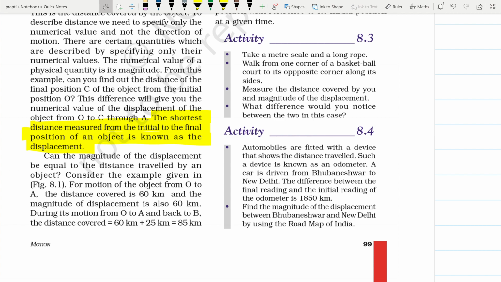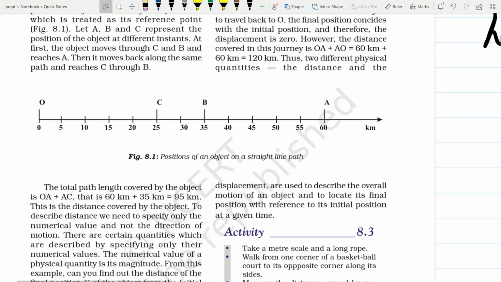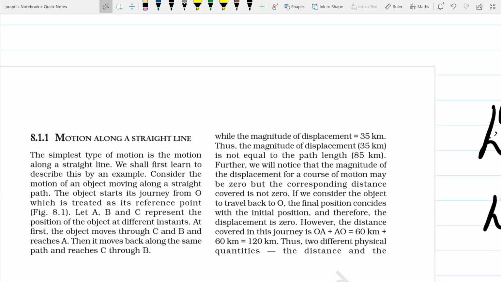Can the magnitude of displacement be equal to the distance travelled by an object? Consider an example given in 8.1 for a motion of an object from O to A. The distance covered is 60 kilometers and the magnitude of displacement is also 60 kilometers. During the motion from O to A and back to B, the distance covered is 60 kilometers plus 25 kilometers is 85 kilometers, while the magnitude of displacement is 35 kilometers. Thus, the magnitude of displacement, 35 kilometers, is not equal to the path length, 85 kilometers.